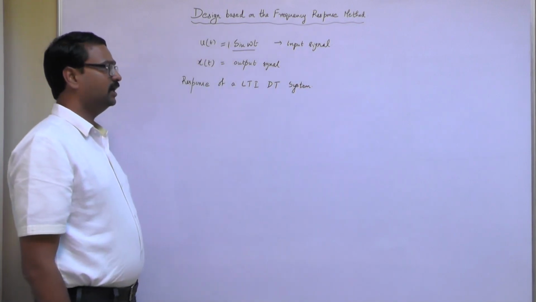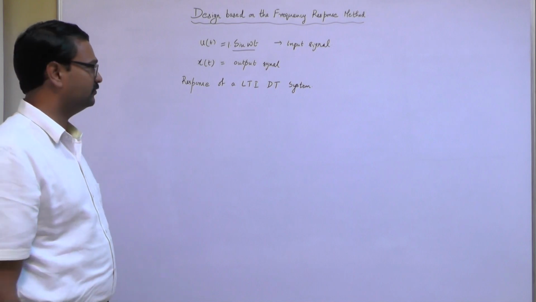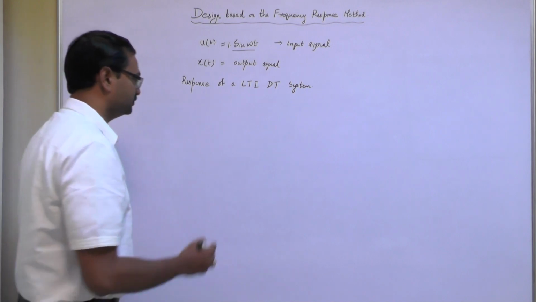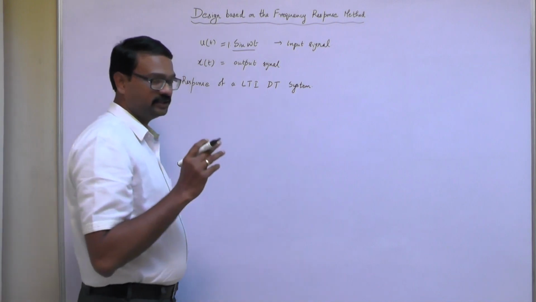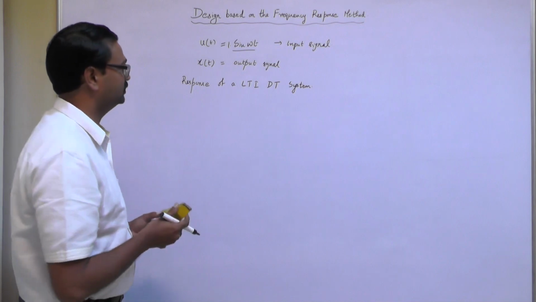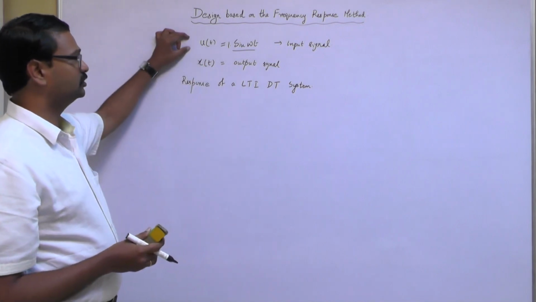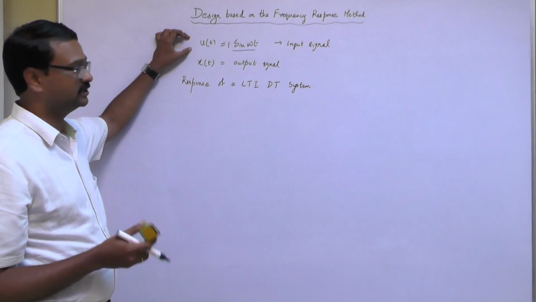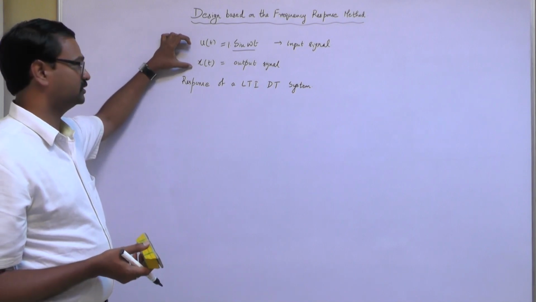We are going to see any stable system we will consider and try to find out the frequency response of that system. And we will also go with an example of how to find out the response of this linear time invariant discrete time system when the input signal is sine omega t, a sinusoidal signal, and what is the output x of t.